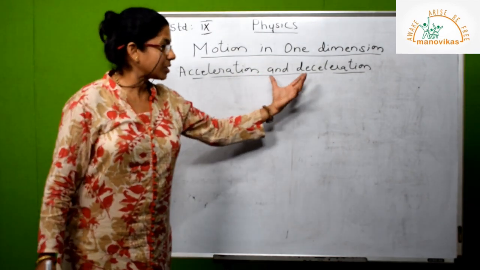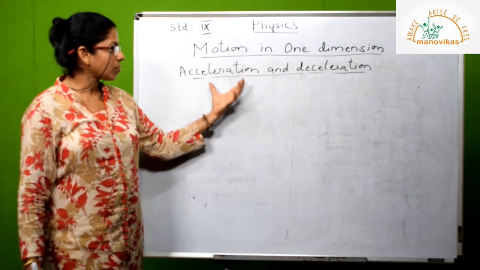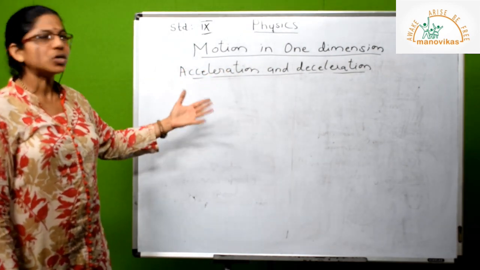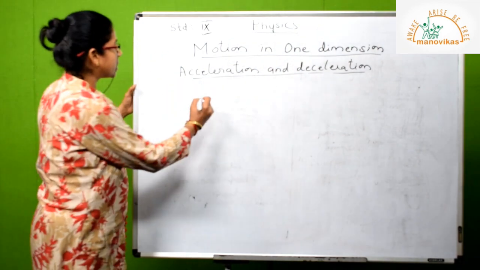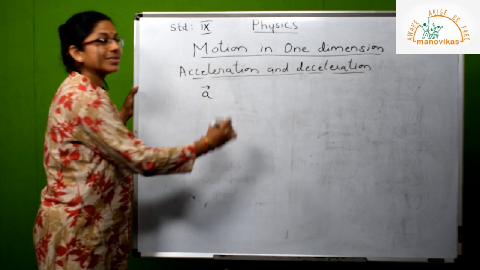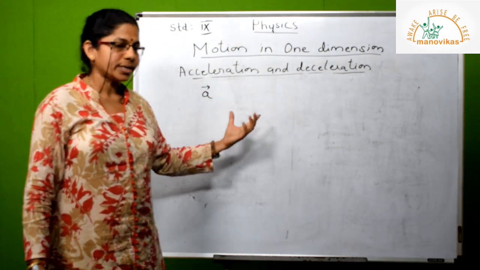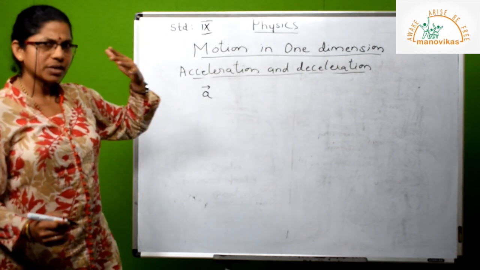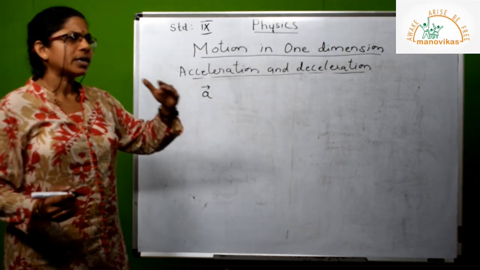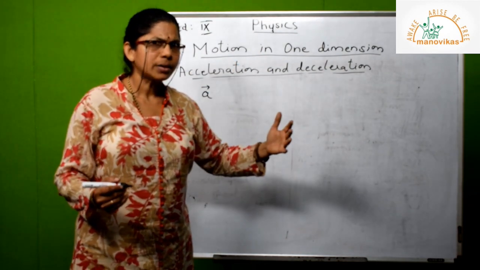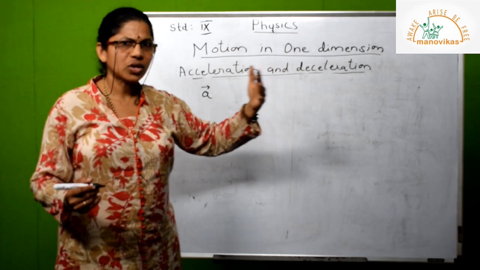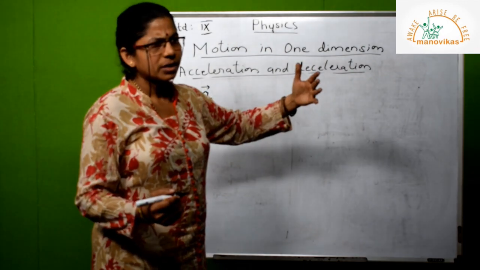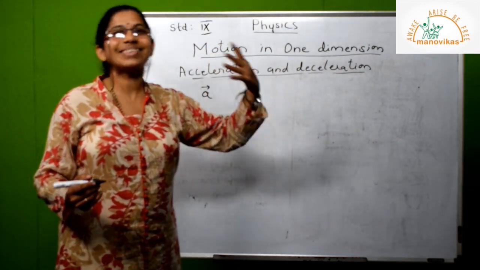Okay, so acceleration and deceleration. Acceleration is nothing but the rate of change of velocity per unit time. It is denoted by a with an arrow since it's a vector quantity. When velocity changes from one particular value to another, suppose there's a car moving at a speed of 50 kilometers per hour, and it increases its velocity from 50 to 70 kilometers per hour within 5 seconds.